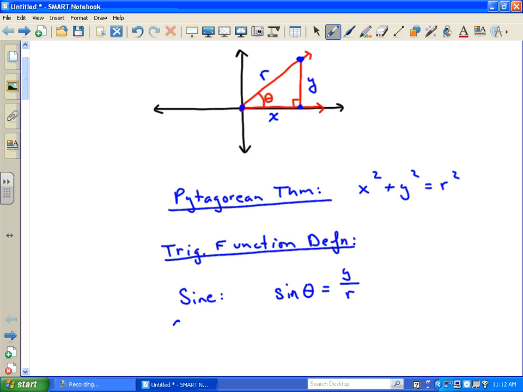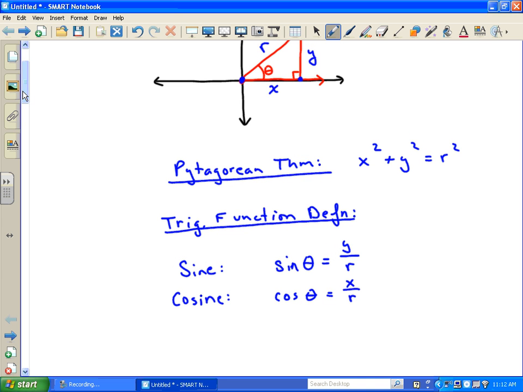Next, we have cosine. Once again, we'll use function notation. Cosine of the angle theta equals the ratio of x over r. The next one is tangent. Tangent, using function notation, is tangent of theta equals the ratio of y over x.